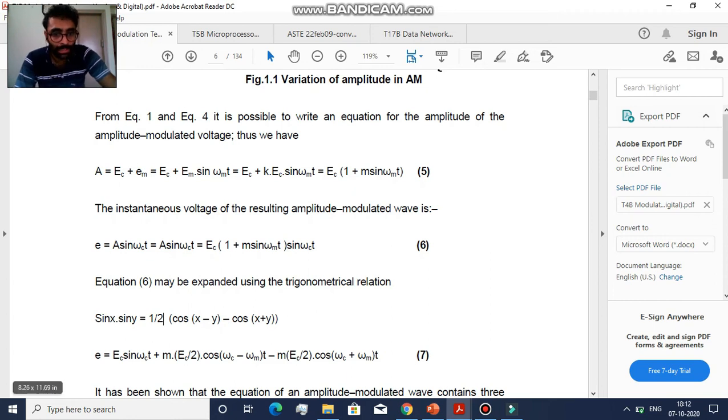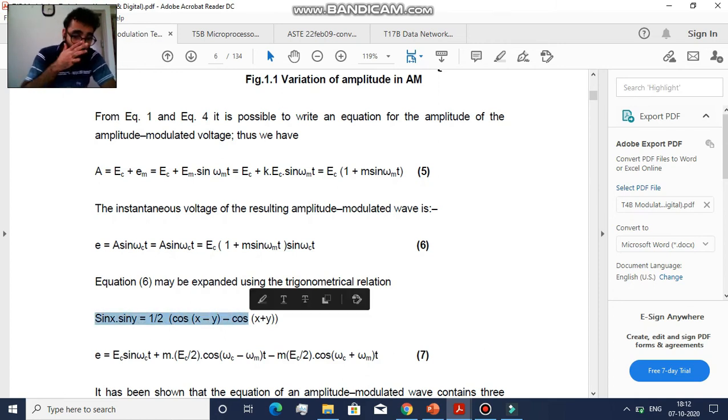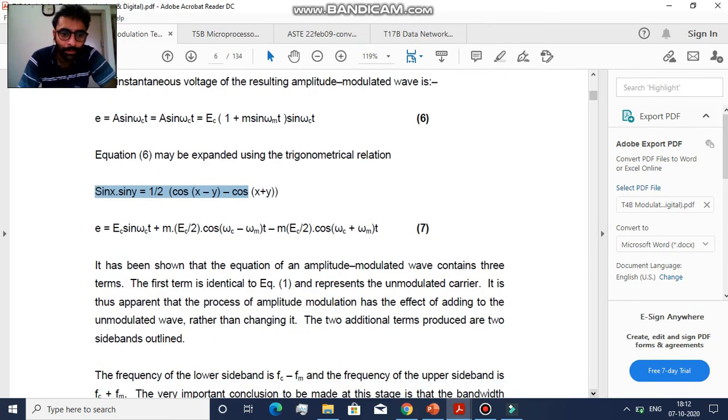Now if we expand this trigonometric relation, sin x sin y, as you know, can be expressed as half (cos(x minus y) minus cos(x plus y)). This is the fundamental formula that you can easily remember. So if you represent sin omega mt sin omega ct in this form, you get half (cos(omega c minus omega m)t minus cos(omega c plus omega m)t). This is the expression you will get.